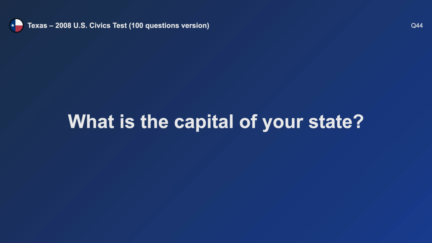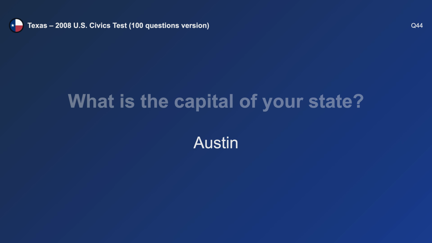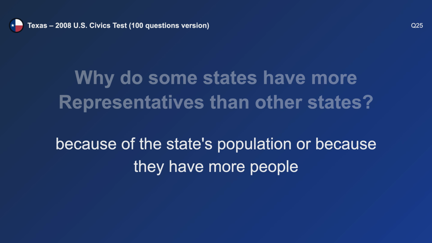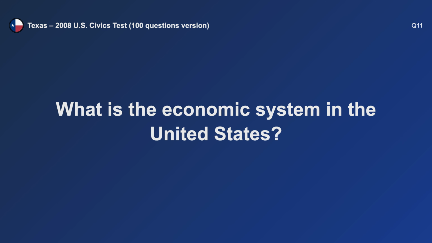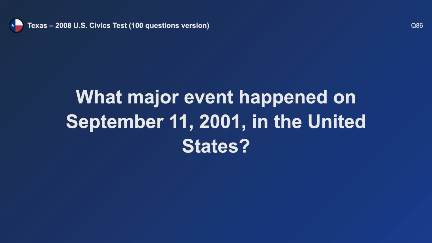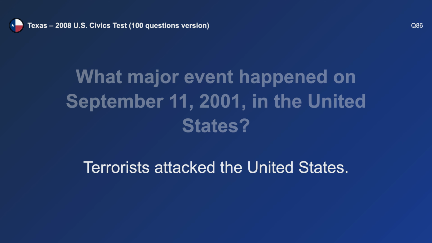What is the capital of your state? Austin. Why do some states have more representatives than other states? They have more people. What is the economic system in the United States? Capitalist economy. What major event happened on September 11th, 2001 in the United States? Terrorists attacked the United States.